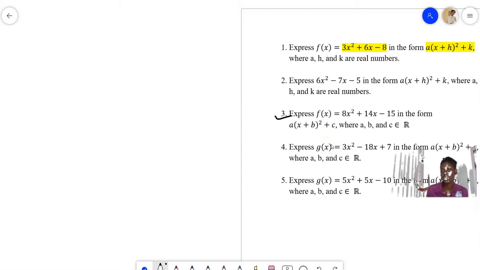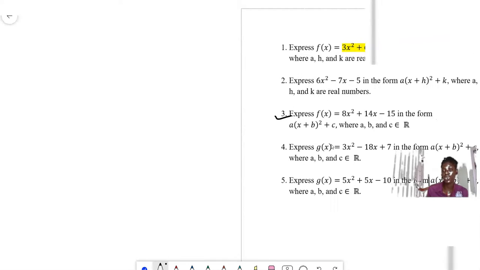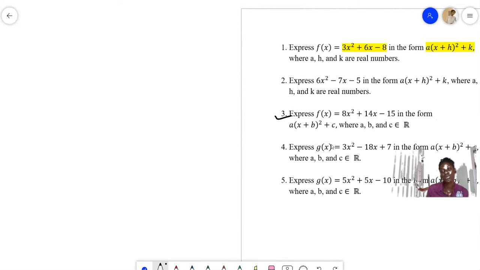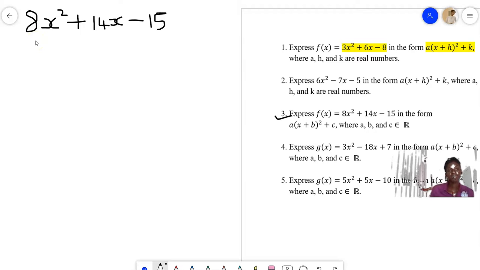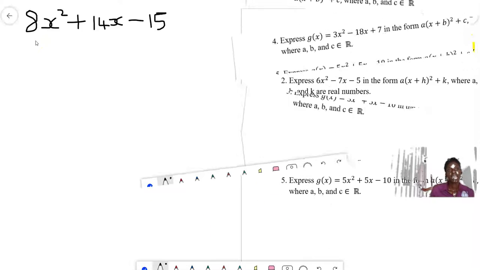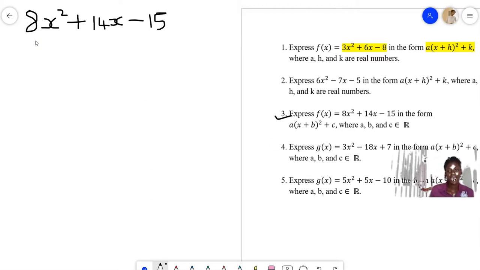Sometimes they use a, h, k, or a, b, c, or p, q, r. You know how maths is, we use different letters all the time, right? So let us write the question. Alright, so now that we have written the question, let us get to it.